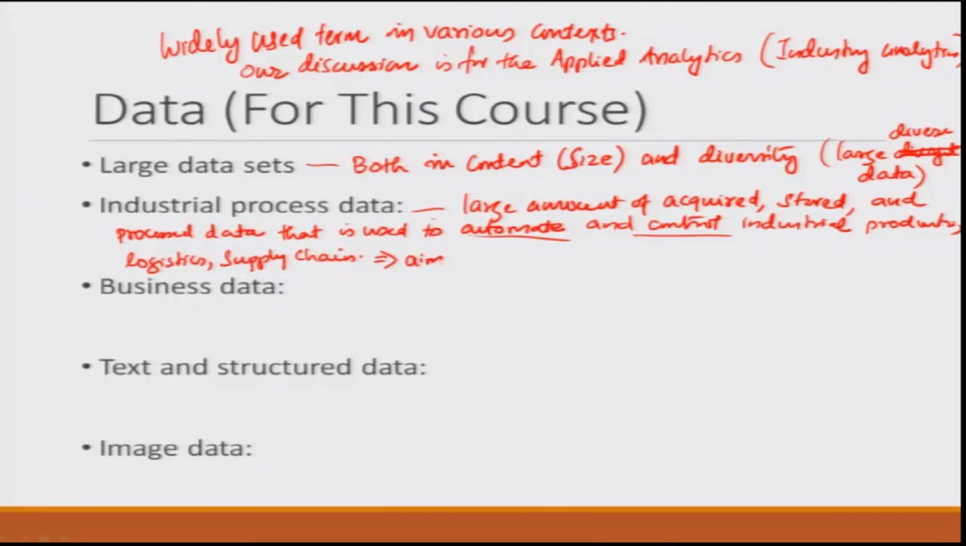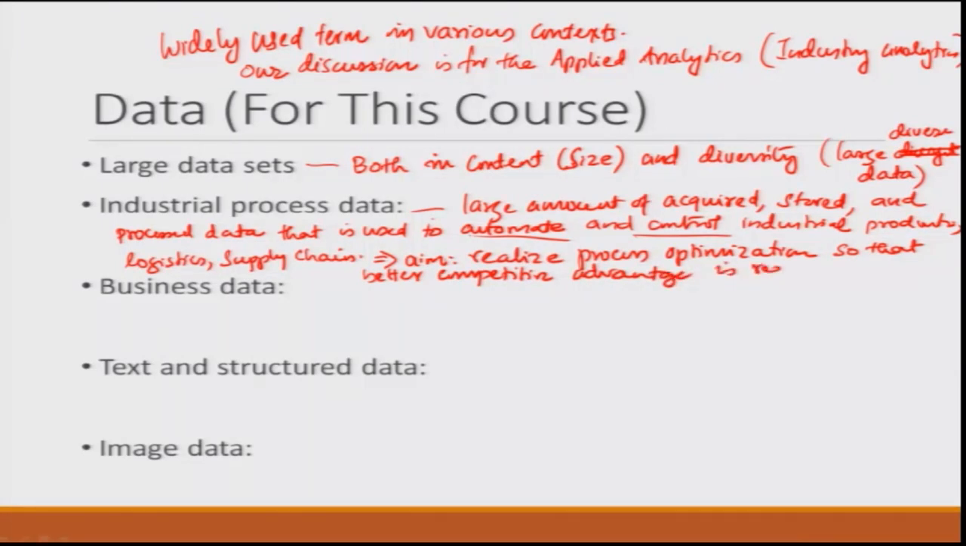The main aim of this is to realize process optimization, so that better competitive advantage is realized. So the main aim here is optimization. When you have large scale industrial data, which is acquired, stored and processed, it is used to automate and control industrial production, logistics, supply chain, etc., with the main aim of realizing process optimization. Then there is something called business data, which is mostly called business performance data.